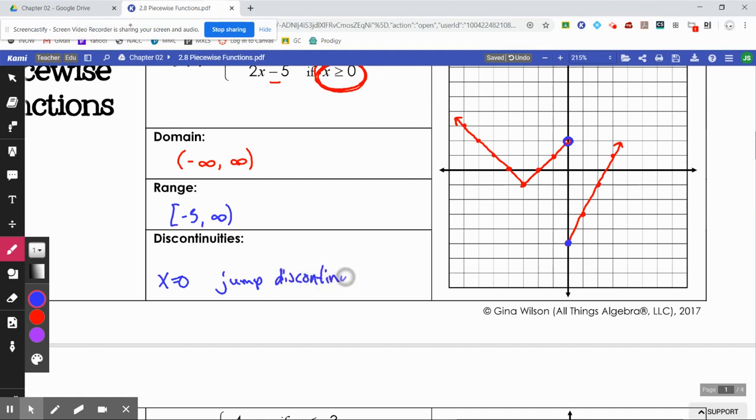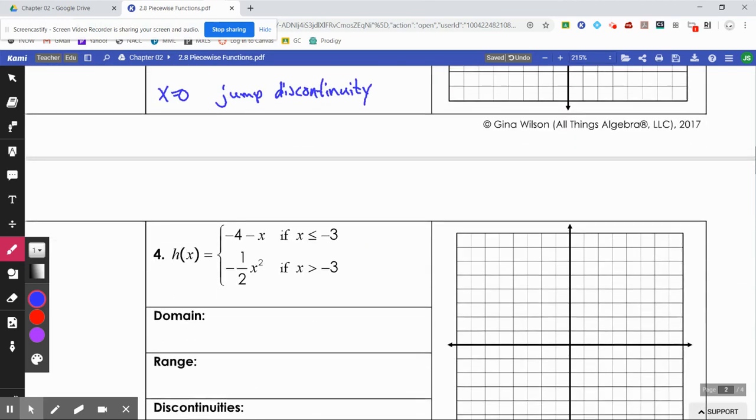If you don't remember the three types of discontinuity, they would be jump discontinuity, removable discontinuity, to where you have just like a hole in your graph, and then infinite discontinuity.